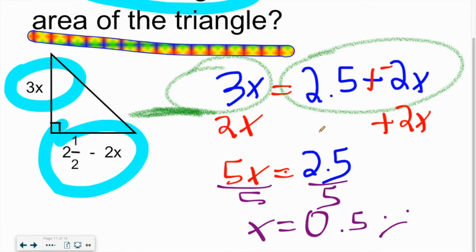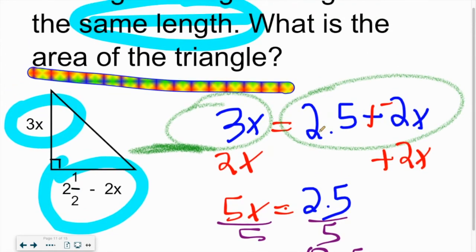We're not done there. They said, what's the area of the triangle? Well, in order to do that, we need to know what the lengths of each side are. So what is the length of each side? Well, they're both the same, it said, but it had this letter in it. So now let's come up here. I'm going to focus in on this guy. It has less work on it. 3x.